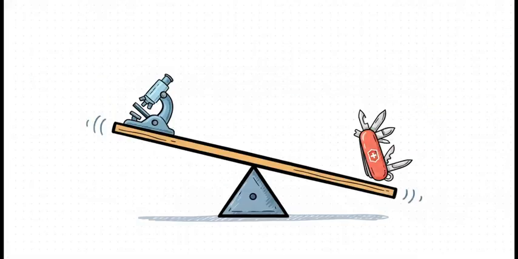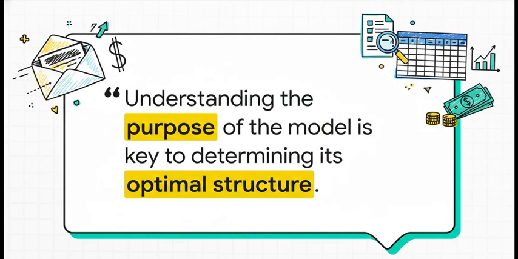Now, the structure of your model really boils down to this critical trade-off between two things, granularity and flexibility. Granularity is all about detail. Are you forecasting revenue for the company as a whole or for every single product it sells? And flexibility, that's about reusability. Is this a one-and-done model for a specific deal or a template your whole team is going to use over and over? Finding that perfect balance is key. And that brings us to the most important point here. The ultimate purpose of your model dictates its design.